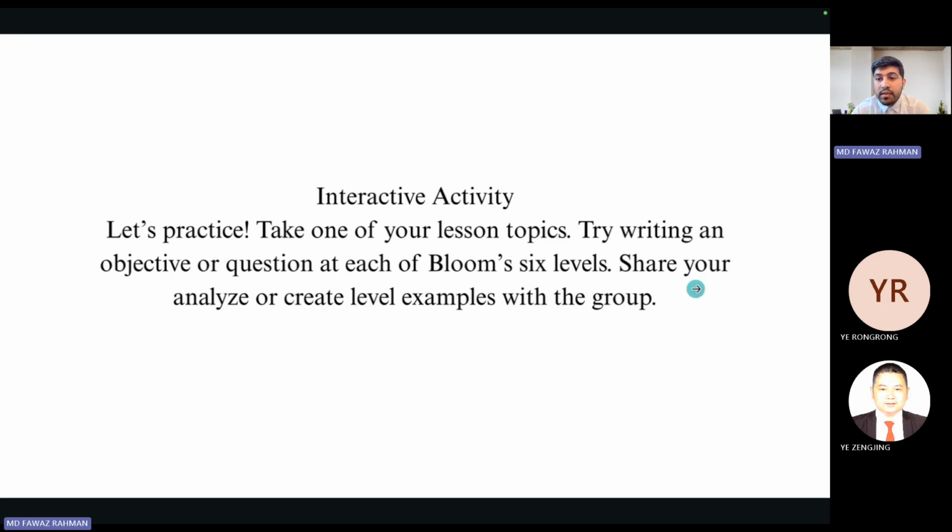So for the interactive activities after the class, you can practice by taking one of your topic lessons. I'll not give you the task right now. If I do this, it will take lots of time, so I need to cover it within 20 minutes. So after the class, you can take one of your lessons and try the learning objectives of the Bloom's six levels, and share your opinion and feedback by making a group and then individually also.